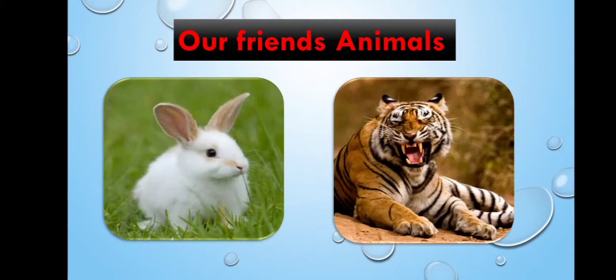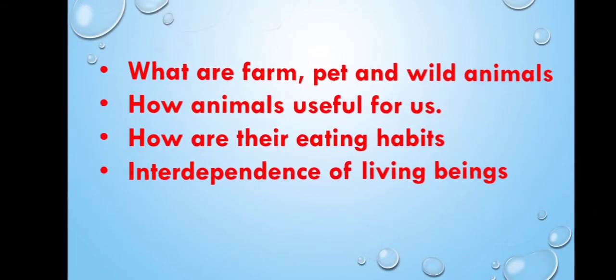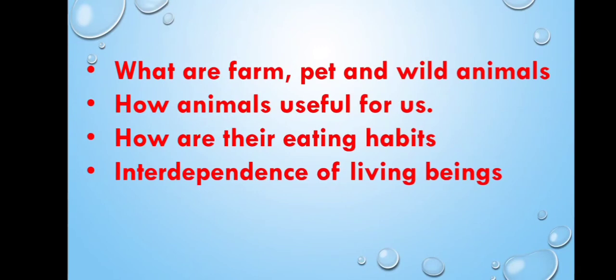Today, we are going to discuss the 19th chapter, Our Friends Animals. In this chapter, you will learn about what are farm, pet, and wild animals, how animals are useful for us, how are their eating habits, and the interdependence of living beings.